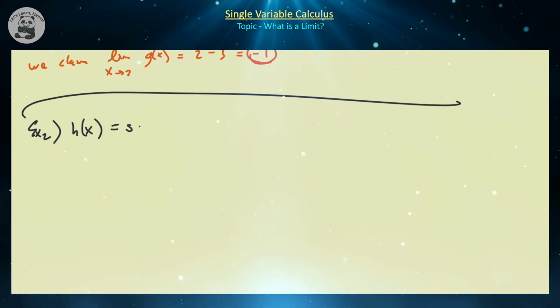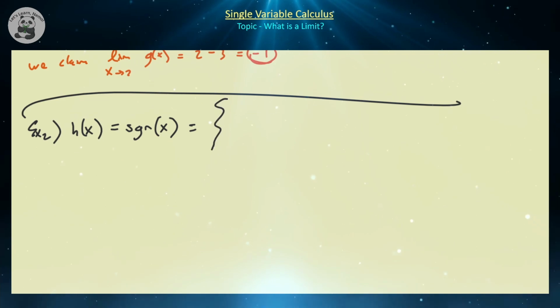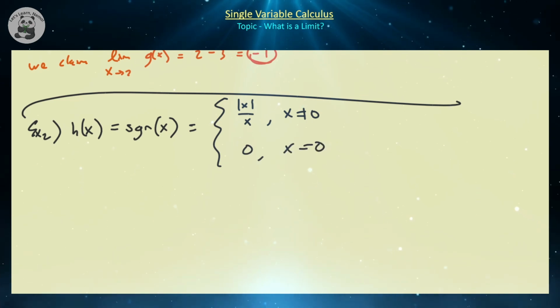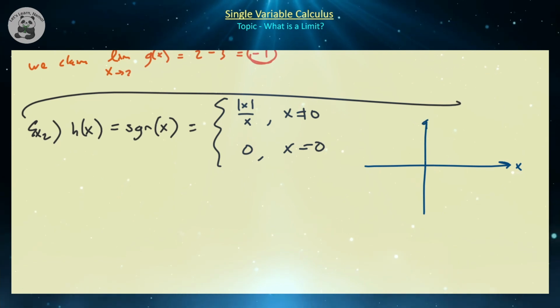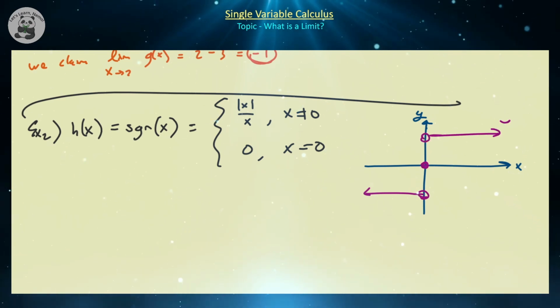So let's consider the sign function, sgn x, and in case you don't know what this function is defined to be, it is the absolute value of x divided by x for x not equal to 0, and 0 for x equal to 0. So if we take a look at what this function looks like, and you can do a table of values in case you're not comfortable with it, it would sort of look like this. So it has y equal to 1 on the right, y equal to -1 on the left, and then y equal to 0 at the origin.